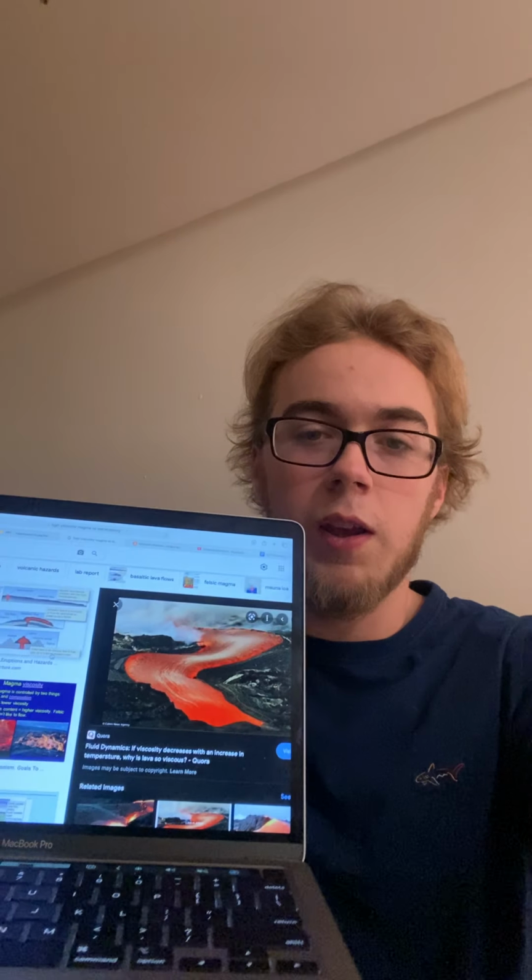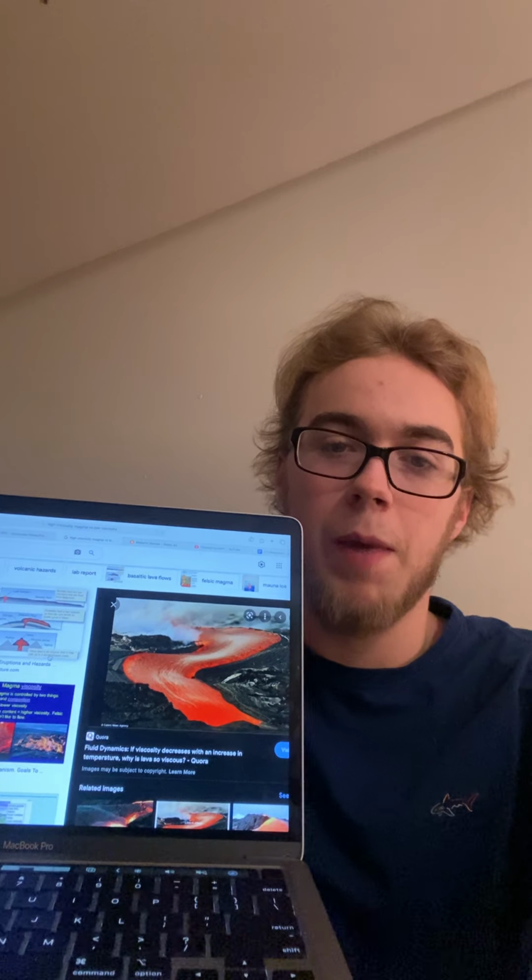Low viscosity, I could explain if I took a bottle of water and poured it on this, which obviously I'm not going to do because I don't want to get water all over my computer. But this picture right here shows a river created by magma, and that is showing very low viscosity because it flows very easily.